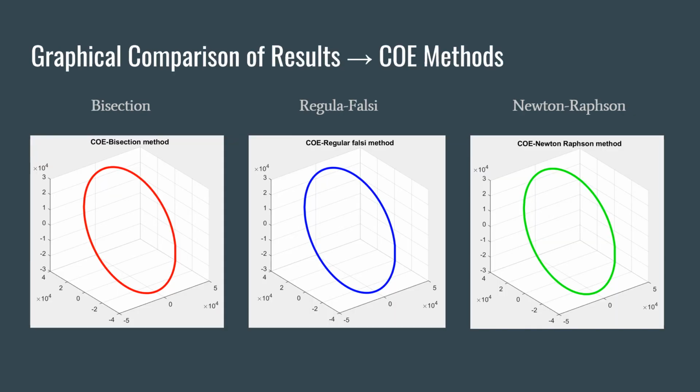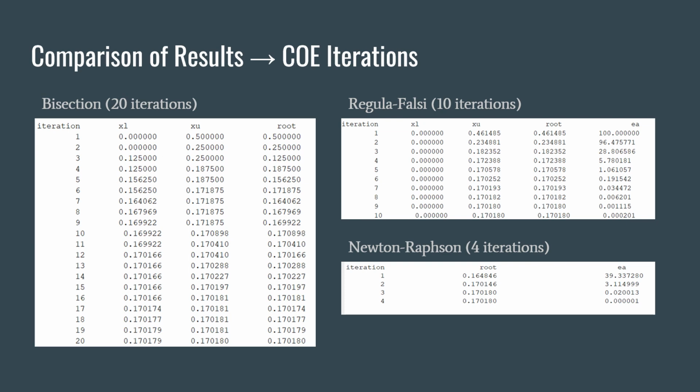Here we show a comparison of all three COE, or nonlinear root finding, methods. We notice that these methods are incredibly similar, which is to be expected. However, the biggest difference we see is that closed bracket methods have a much longer computation time because they require more iterations to get to the solution. These are the outputs from our user-defined functions. We notice that they all converge to similar solutions, but that Newton-Raphson is the most efficient.